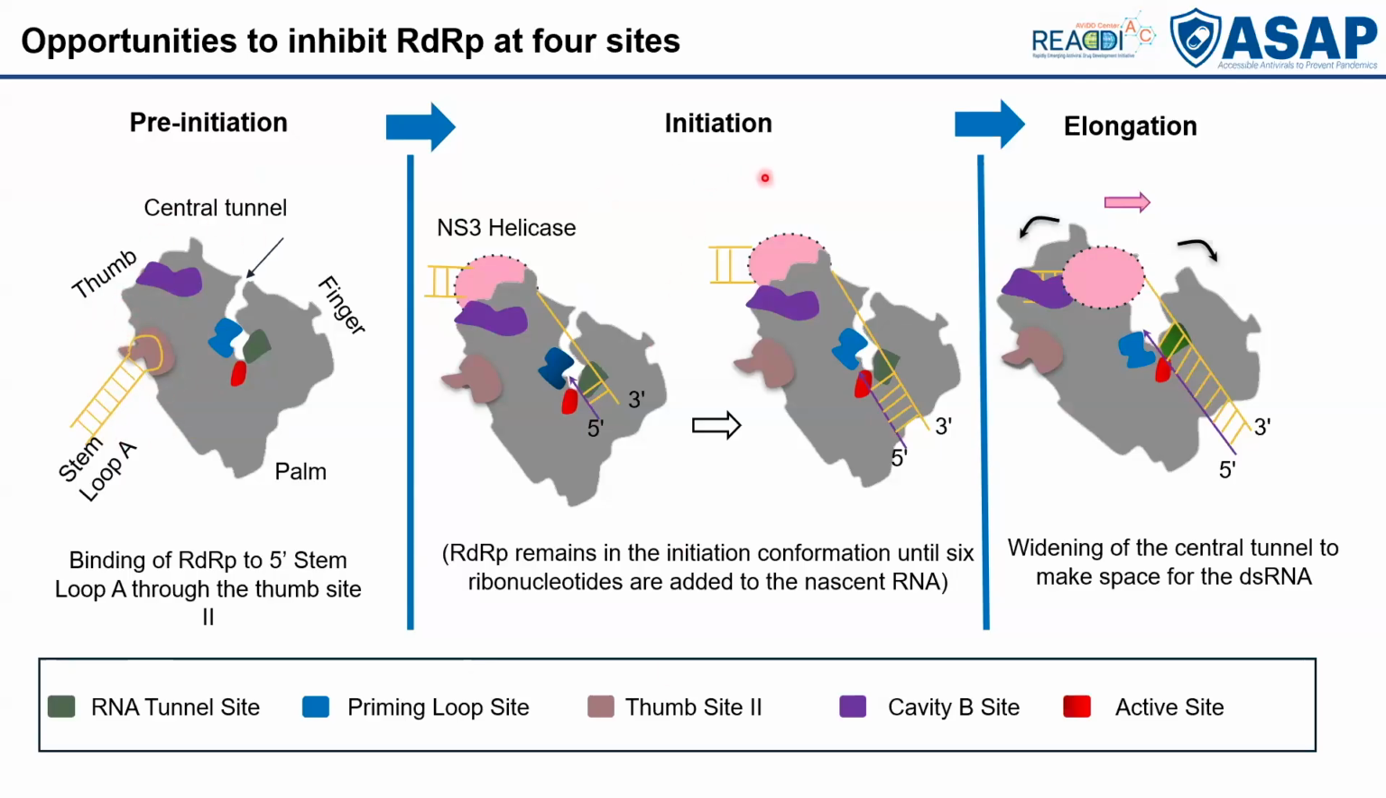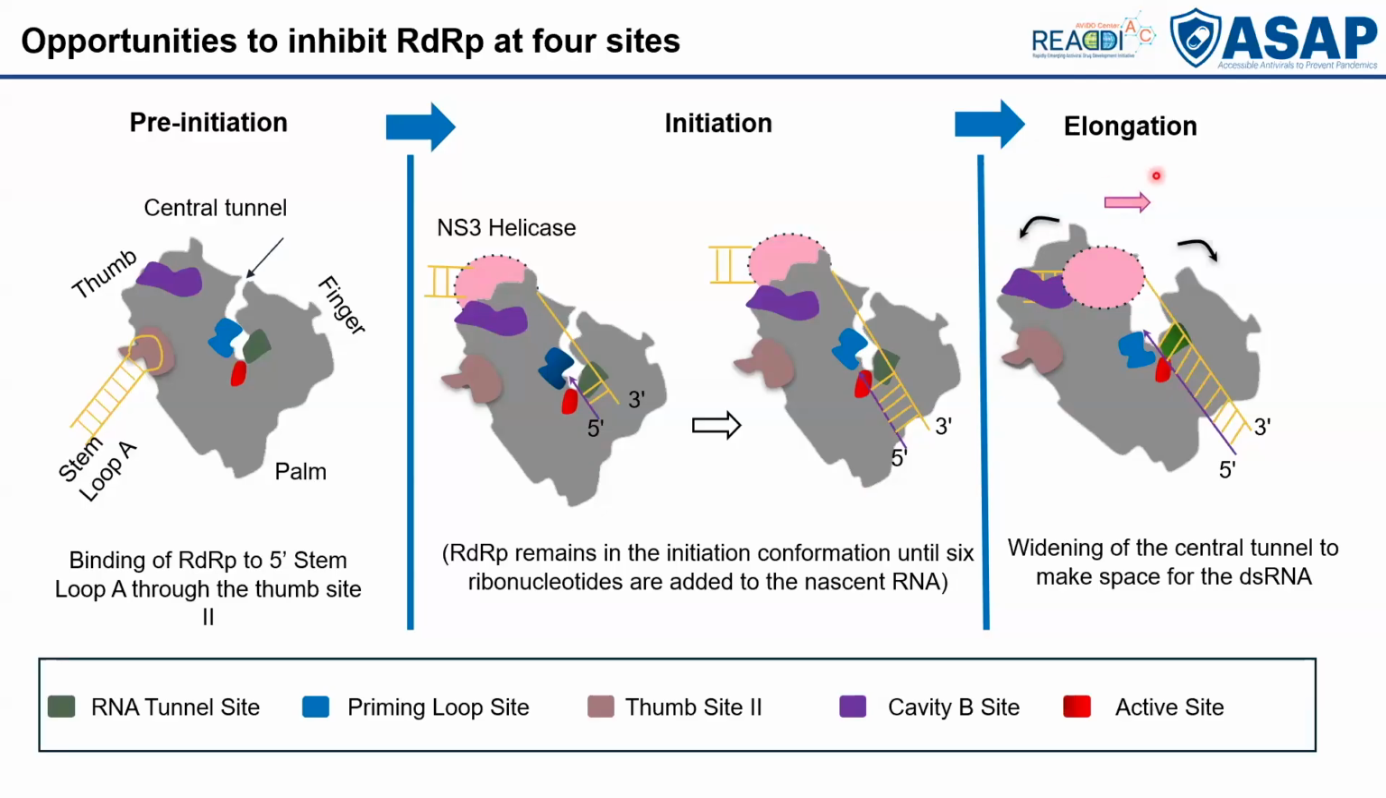The second stage is the initiation. This is a stage from which the first nucleotide up to around 6 nucleotides are added to the nascent RNA chain. At this stage, we can inhibit RDRP at 3 sites. One is the priming loop site, the other is the RNA tunnel site, and the third is the cavity B site, through which the RDRP interacts with another protein, NS3 helicase.